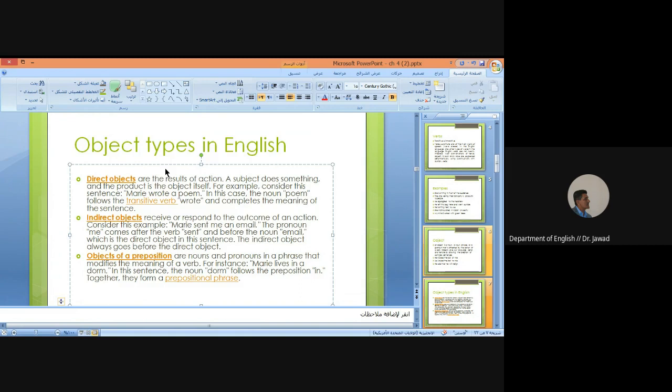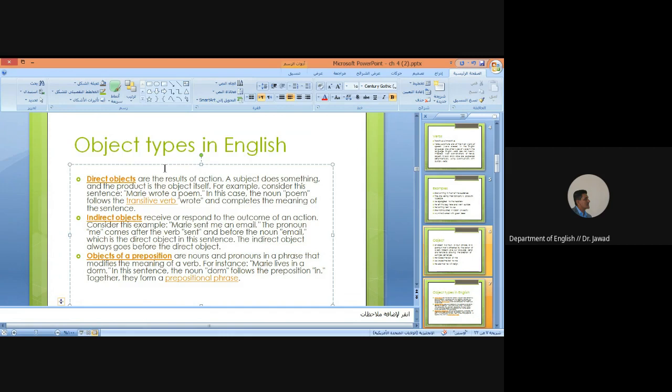Generally, objects that refer to a person, a human being, personal pronouns for instance, they refer to what? To indirect objects. They constitute the indirect object. An email, which is a thing, this is the direct object. So me here is the receiver of what? The email. So the indirect object always goes before the direct object.